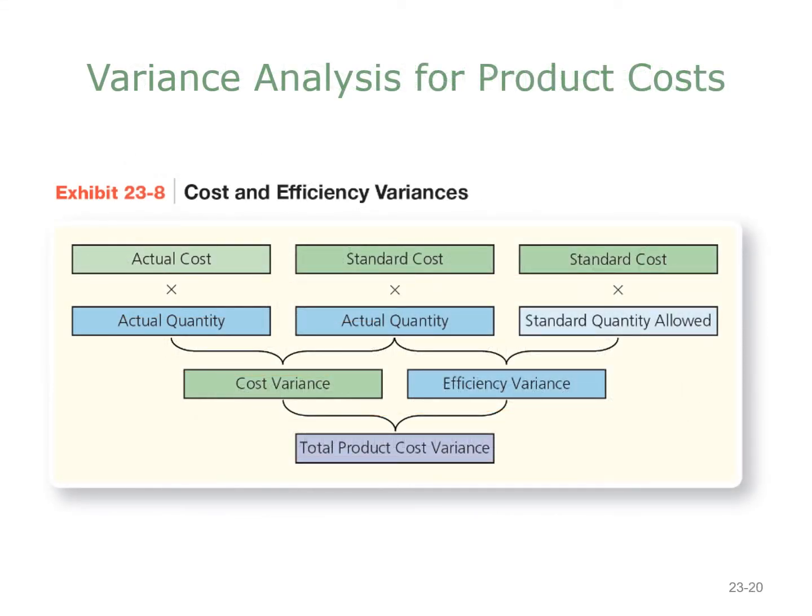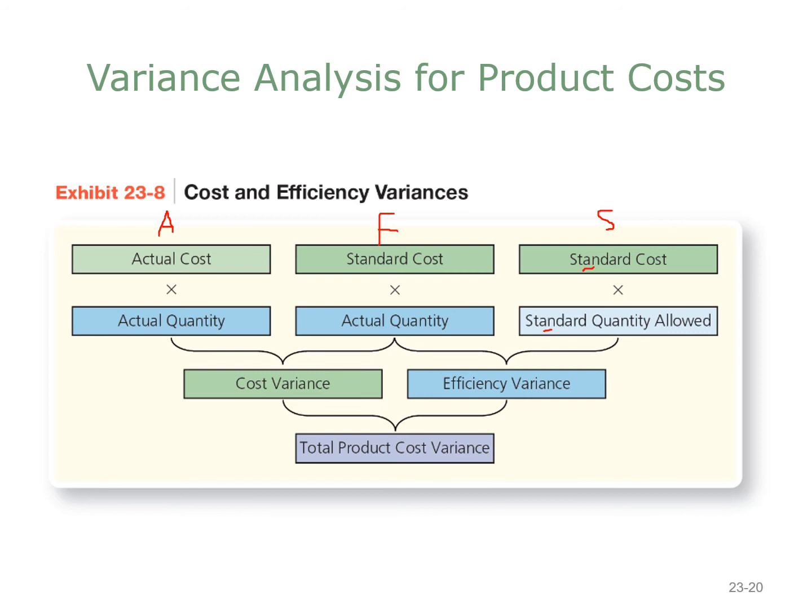As you can see here, this is the cost and efficiency variance. We have the actual cost, as we said before, multiplied by actual quantity. This is the actual. Then here we are getting the standard cost multiplied by actual quantity. This is the flexible. And then we have the static, which is standard and standard. Standard and standard. And the standard quantity allowed means we are going to calculate it based on the actual numbers.